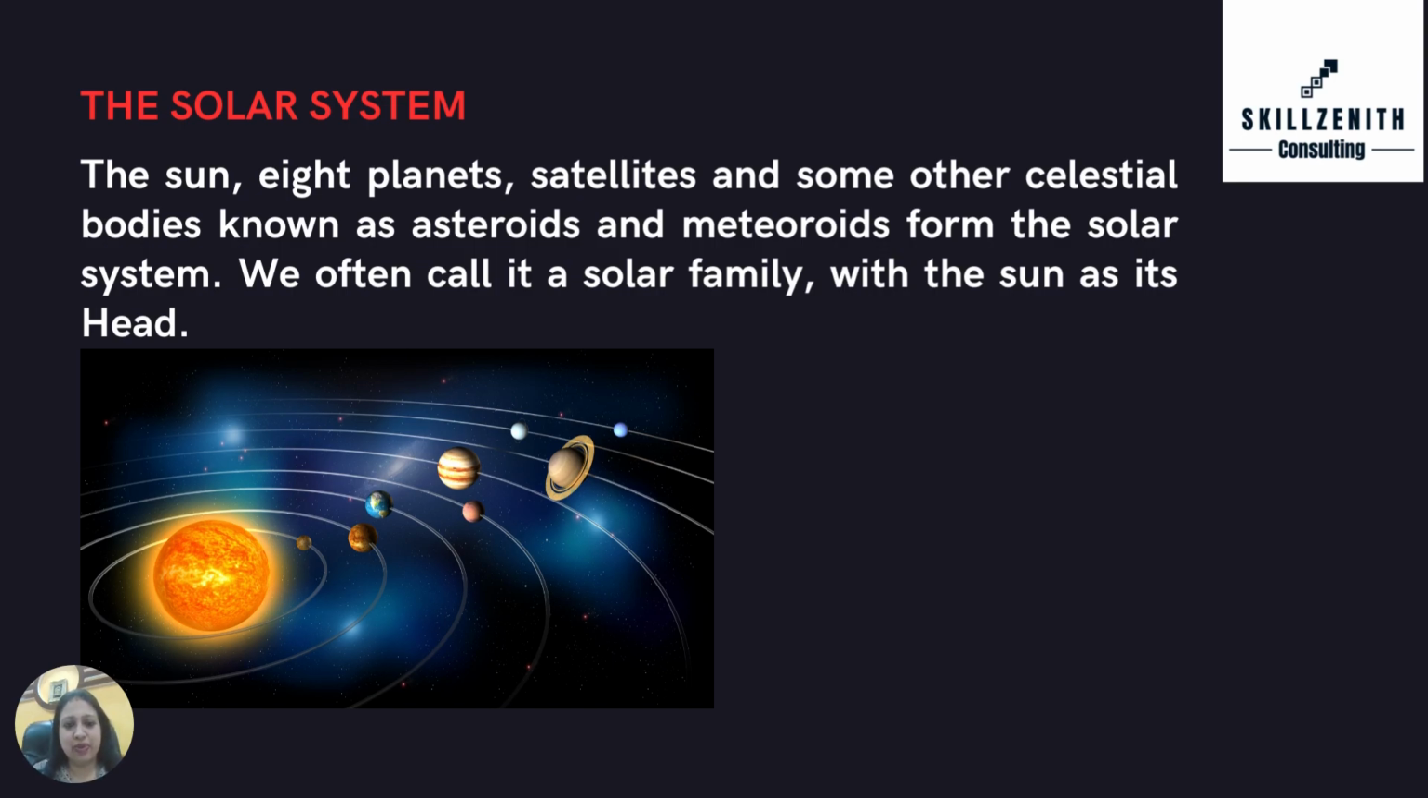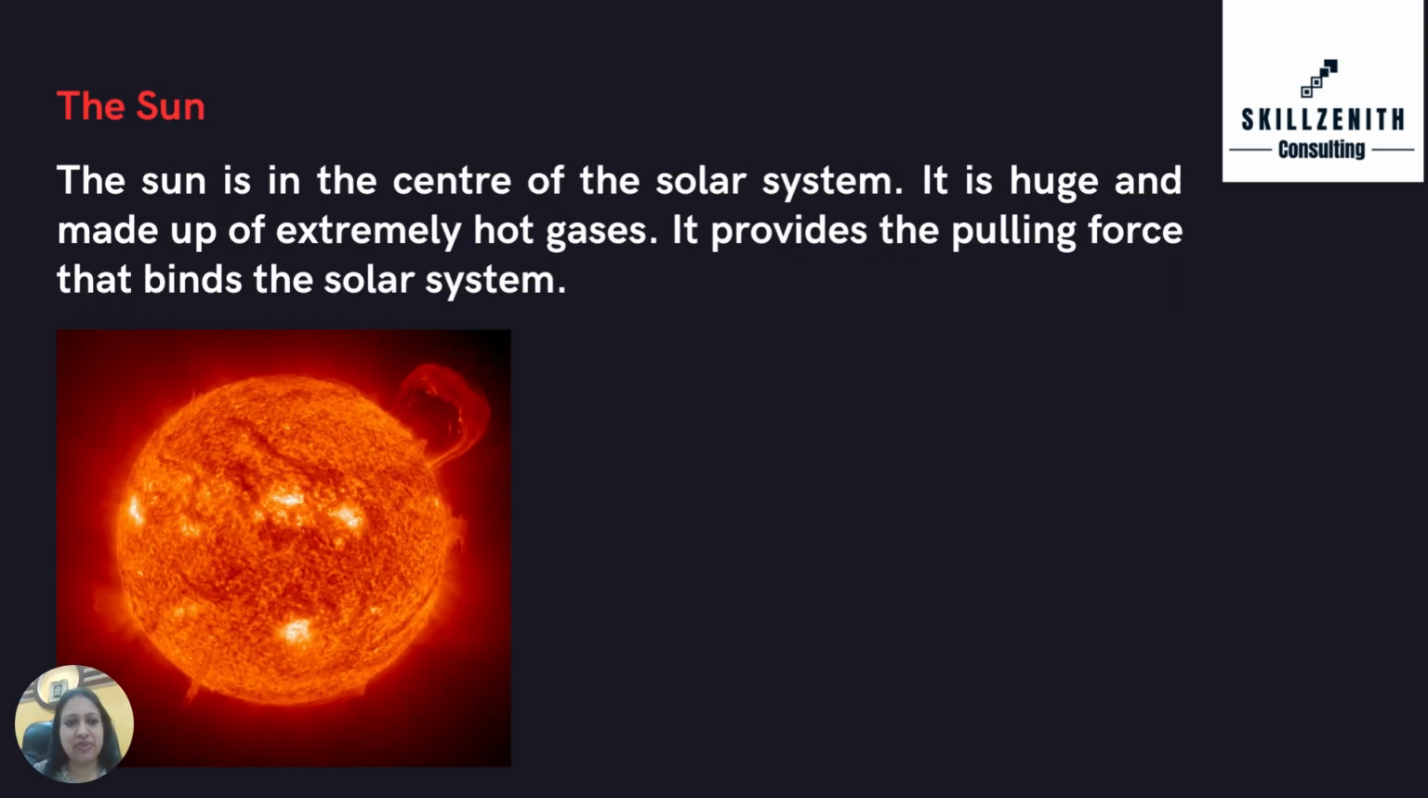Like the way we have a family with parents or grandparents as the head of the family, similarly you can consider this as a family, and the sun is the center or the head of the family, with all the other celestial bodies being the members of this family. Okay. So what you see here in this picture is the solar system.